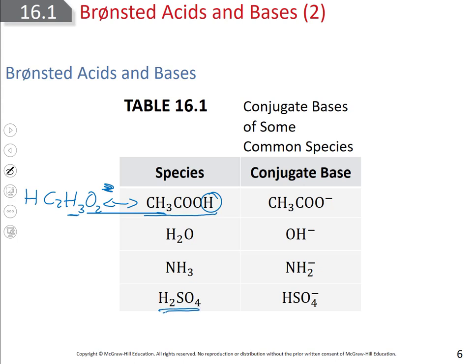H2SO4, what is this? Good, sulfuric acid. To become its conjugate base, why did it not become sulfate, SO4 2 minus? Why is the conjugate base of sulfuric acid not sulfate?